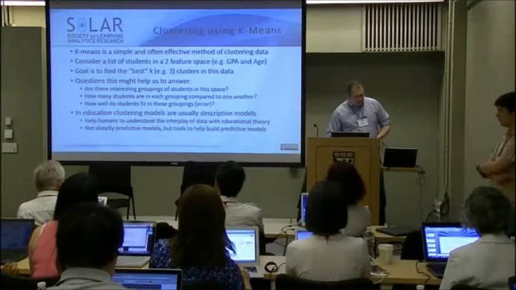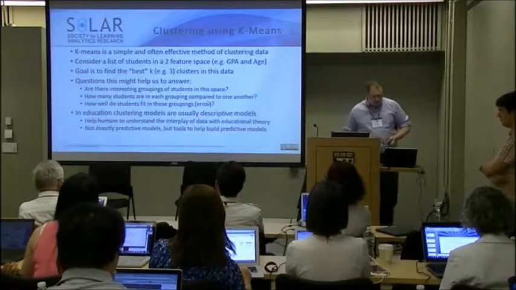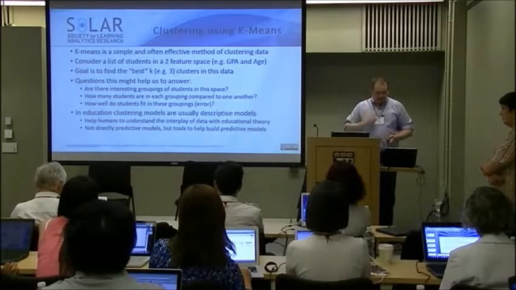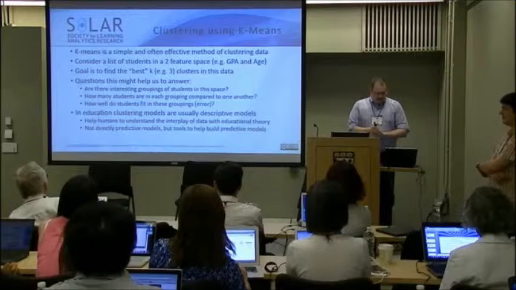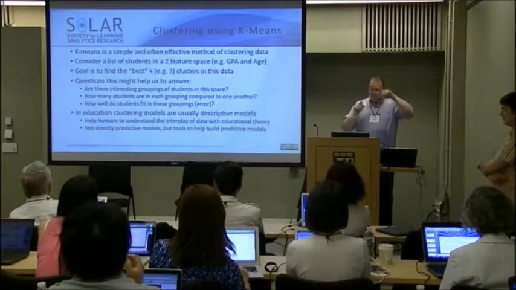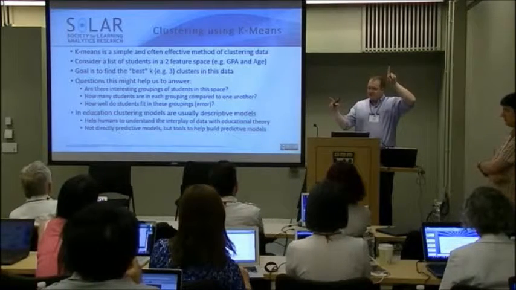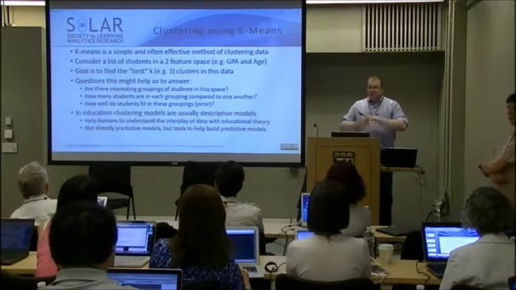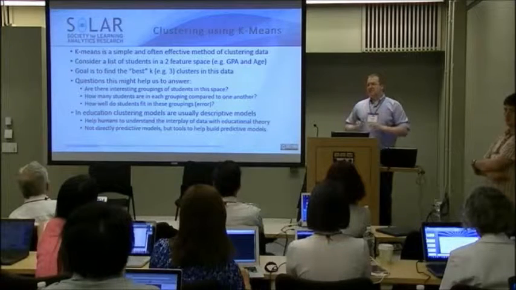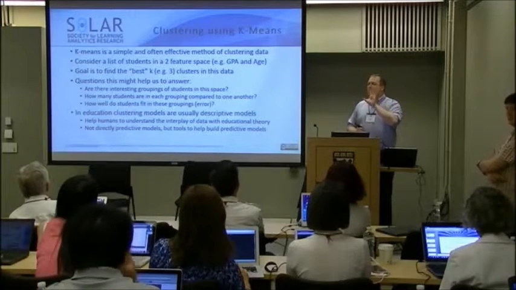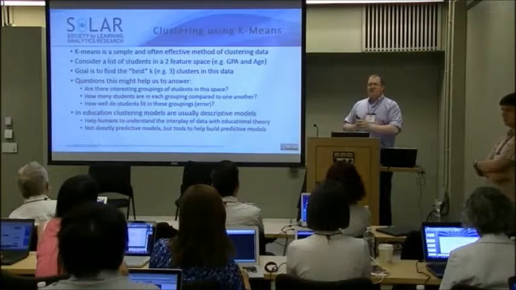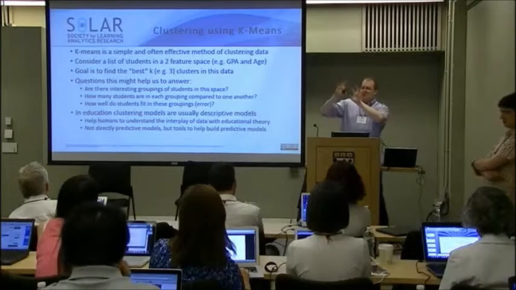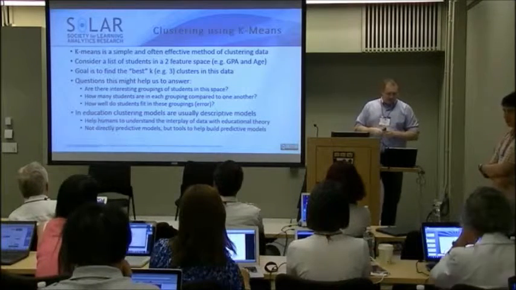K-means is a very simple and often used method. I think it's quite effective to get an initial glance of your data. There are certainly more sophisticated methods. If you consider a list of students in a two-feature space, like GPA versus age, the goal is to find the best K, the best number of clusters, or sorry, the best fitting clusters in this data. So you set, I think there's going to be 3 clusters in my data, or my educational theory tells me there are 4 groups, and then we look at this two-space of GPA and age, and we want to see where those groups are.